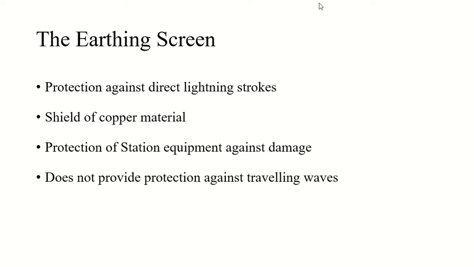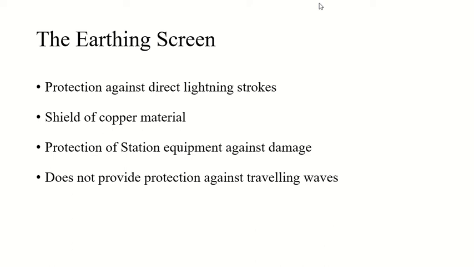This shield is properly connected to the earth on at least 2 points through the low impedance. So what happens is, whenever the lightning stroke charges on your equipment, on your power station or substation, this earthing screen provides the low resistance path to the lightning stroke, by which the lightning surge is conducted to the ground. And in this way, the station equipment can be protected against any kind of damages, right?